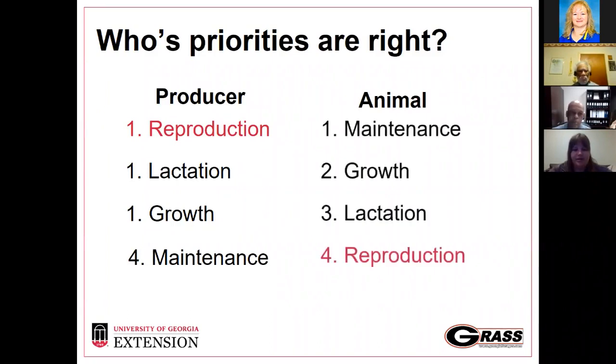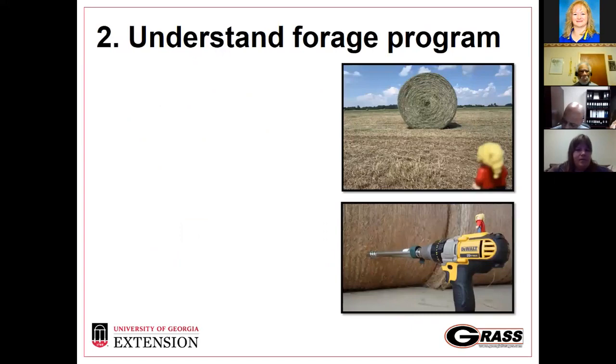The animal, on the other hand, thinks a little differently. The animal's number one goal is just to survive at that maintenance level. Beyond that, then it's going to start thinking about growth and lactation. And then after all of those needs are met, if applicable, then it's thinking about reproduction. So very often our goal as a producer is not going to align with that animal's goal. And so we've got to compensate for that when we're developing our feeding plans.